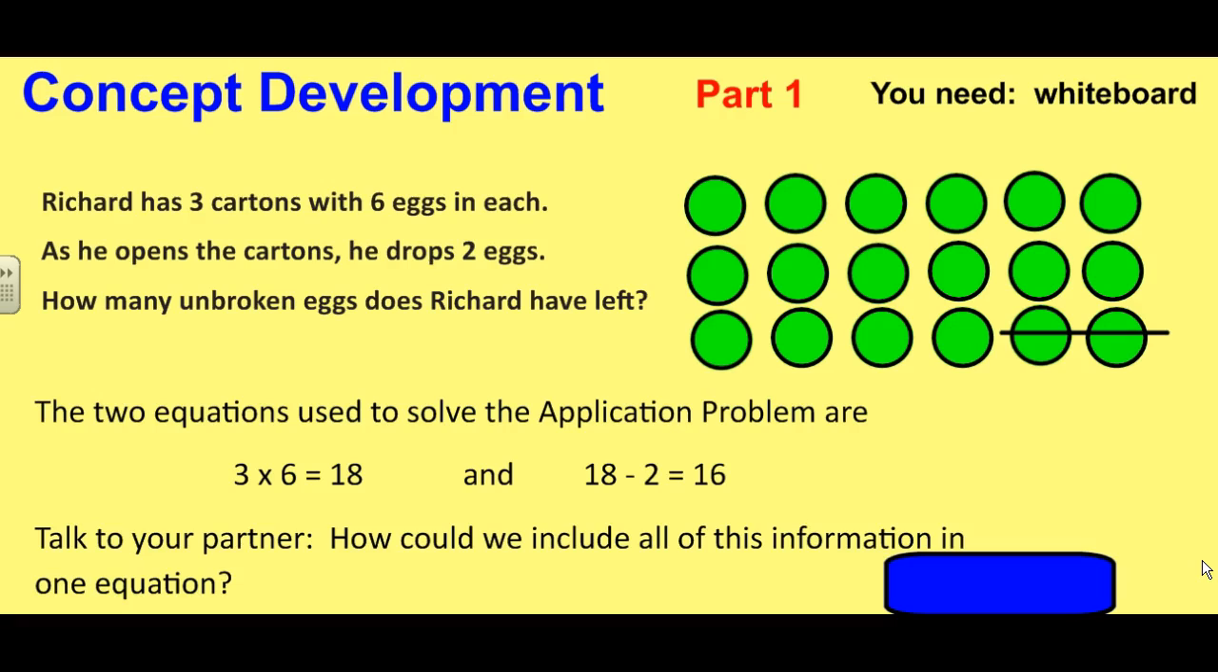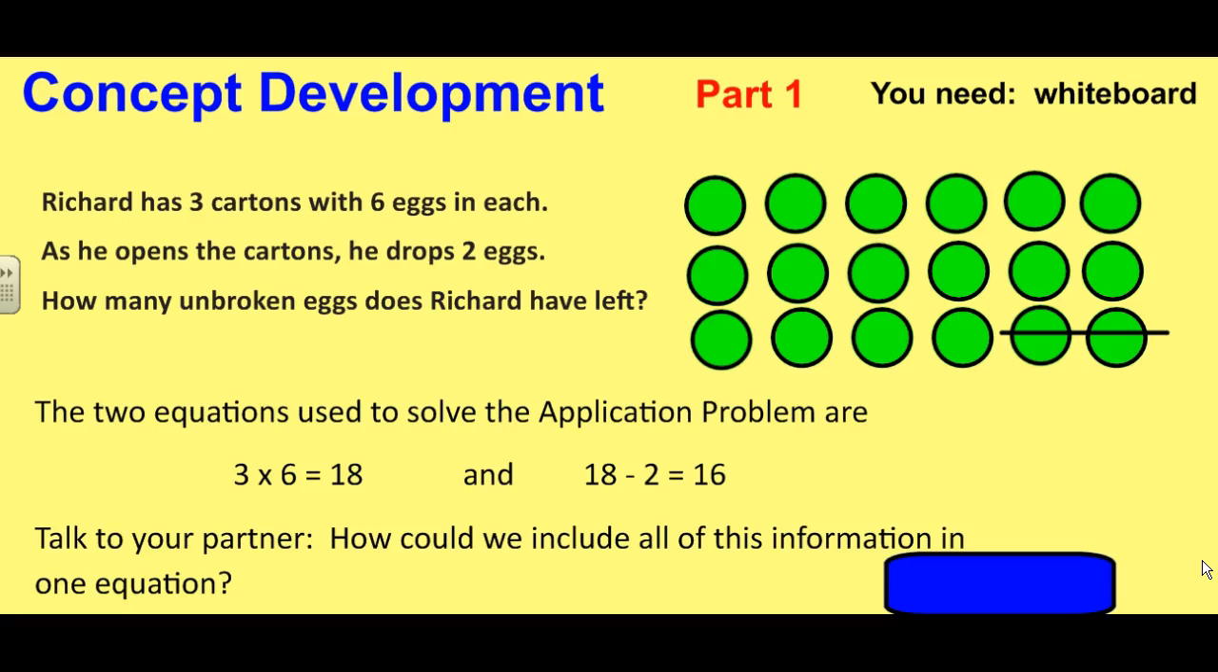So, you see that I have 2 equations that can be used to solve that application problem. The first one that we had to solve was 3 times 6 because that told me how many eggs he had in all, and that gave me 18. So if I have 18 eggs and he dropped 2 of them, then I would have to do 18 minus 2, and that would give me 16. So the 16 is going to tell me how many eggs he has left.